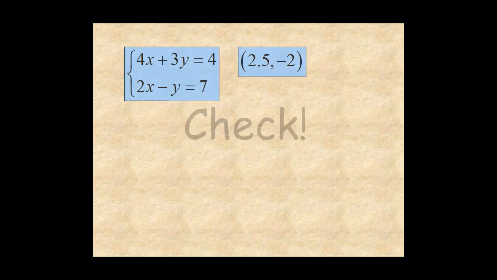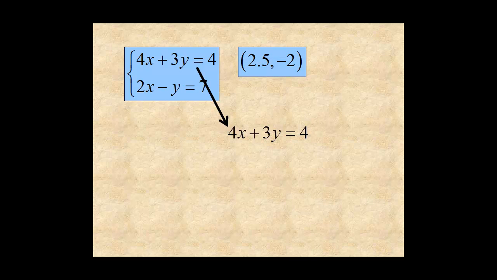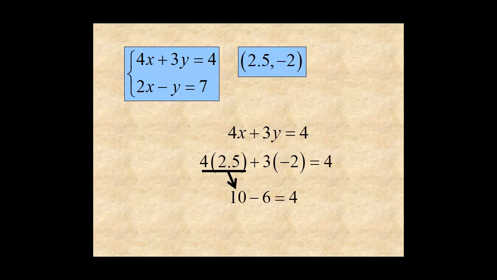Always check your solutions in the original equations. For the first equation, substitute x equals 2.5 and y equals -2. Then 4 times 2.5 is 10, and 3 times -2 is -6. Finally, 10 minus 6 is 4, and the first equation checks.